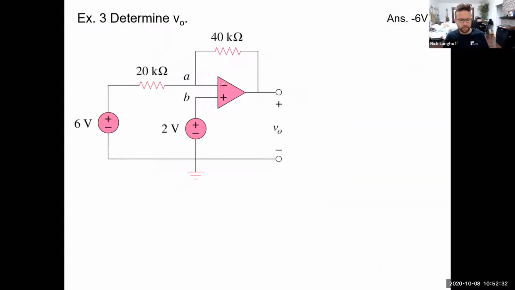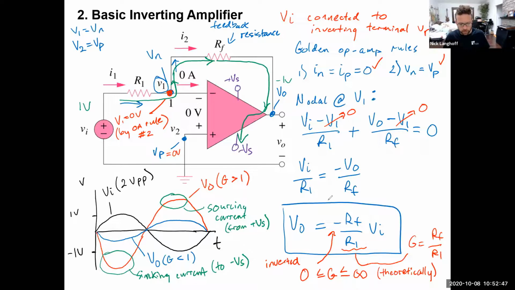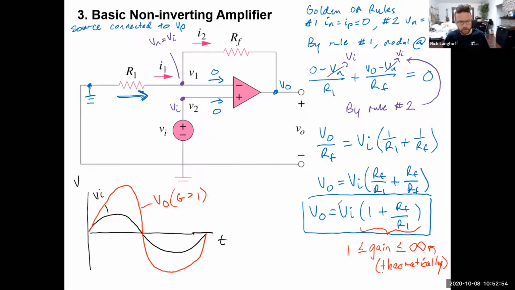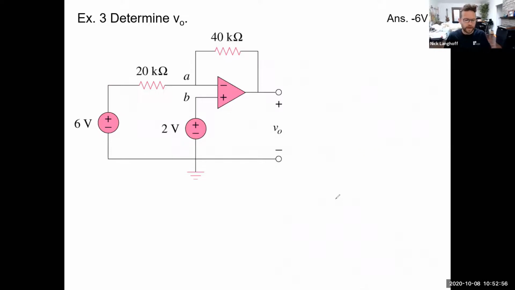When we come back next time, we'll look at a non-standard circuit. This particular circuit is neither an inverting amplifier, nor is it a non-inverting amplifier. And so you can't use the inverting formula to get the output voltage. You can't use the non-inverting formula to get the output voltage. But instead, we have to analyze it from scratch using the golden op-amp rules. And that's true anytime you see a non-standard circuit.